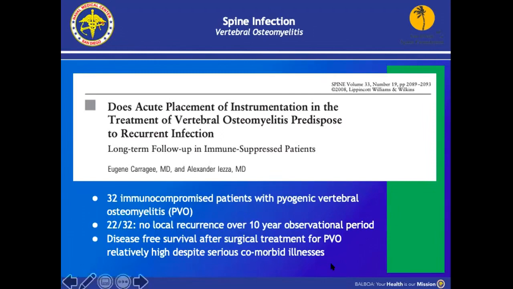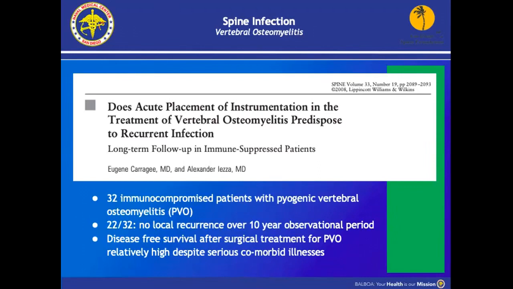So this is a Spine 2008 prospective observational study out of Stanford. They investigated the long-term clinical outcomes of immunosuppressed patients with pyogenic vertebral osteomyelitis. I think they had 32 patients managed with single stage, so they combined an anterior debridement with a posterior spinal instrumentation in the same surgery.